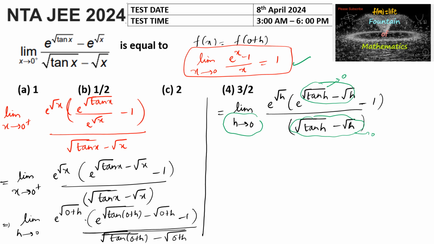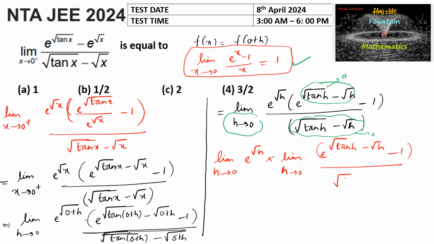So we can write the limit here, limit h tends to 0 e power root h into limit h tends to 0 e power root of tan h minus root h minus 1 divided by root of tan h minus root h, which is equal to, as h tends to 0, e to the power of 0 into 1, that is 1 into 1 is equal to 1. So 1 is the final answer, which is option A.